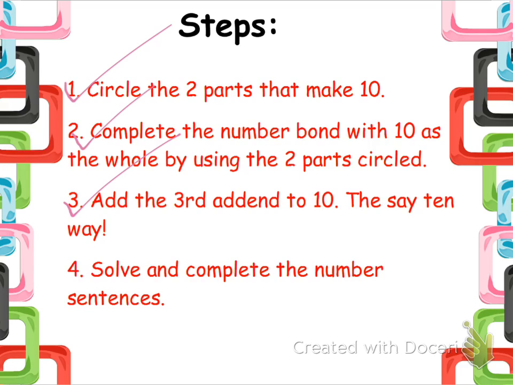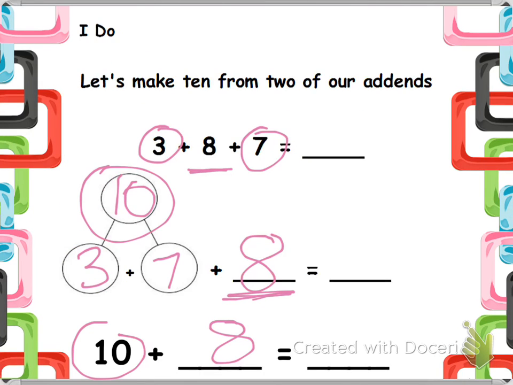And now we're going to solve and complete the number sentence. So 10, 8. We know that 10, 8 is 18. Because we know that 8 is going to just take the place of that 0 by the 10. So we know that the 8 is going to hide that 0 and it's going to make it 18. So 10 plus 8 equals 18. That means that 3 plus 7 plus 8 also equals 18. And that means that 3 plus 8 plus 7 also equals 18. So we know that this answer is 18.